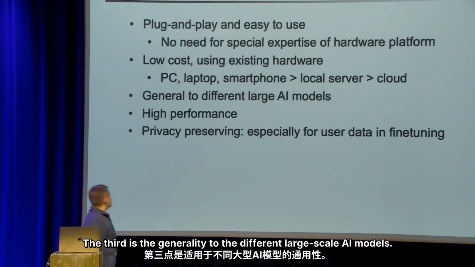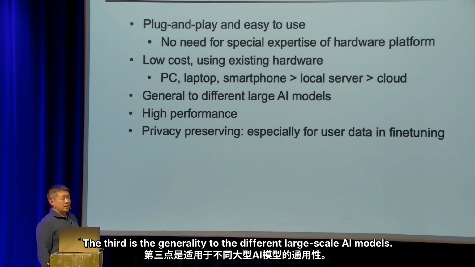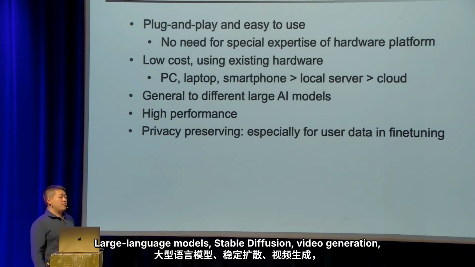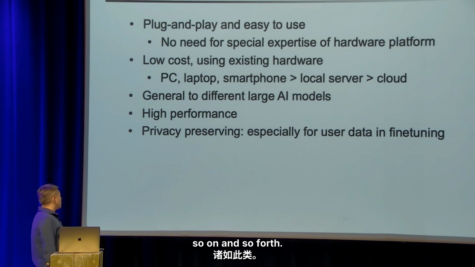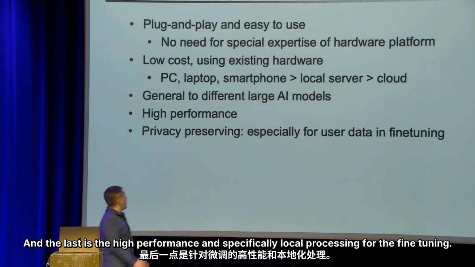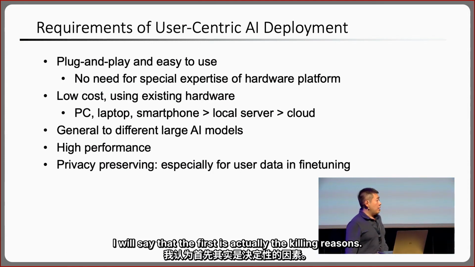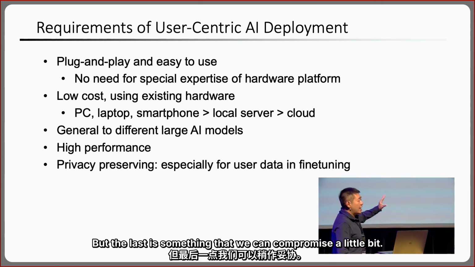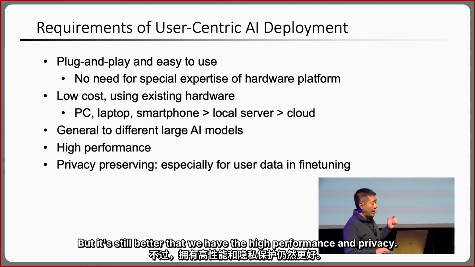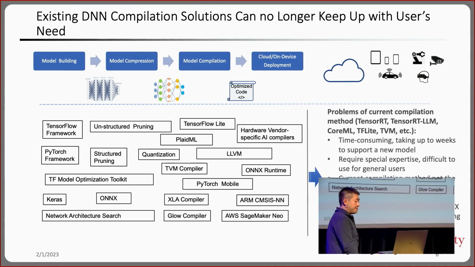The third is the generality to the different large-scale AI models: large language models, stable diffusions, video generation, and so on and so forth. And the last is the high performance and specifically local processing for the fine-tuning. I will say that the first is actually the killing reason. But the last is something that we can compromise a little bit. But it's still better that we have the high performance and privacy.